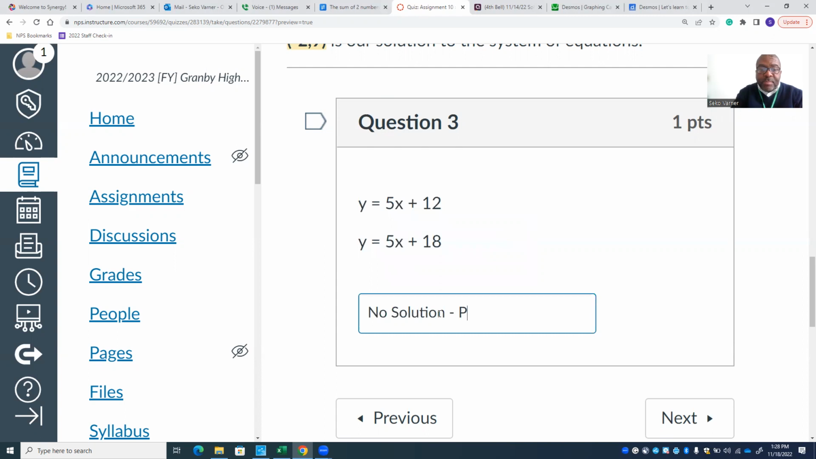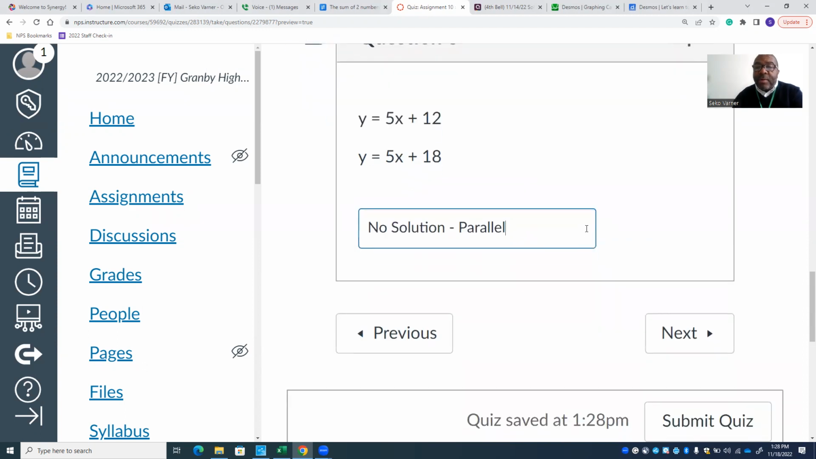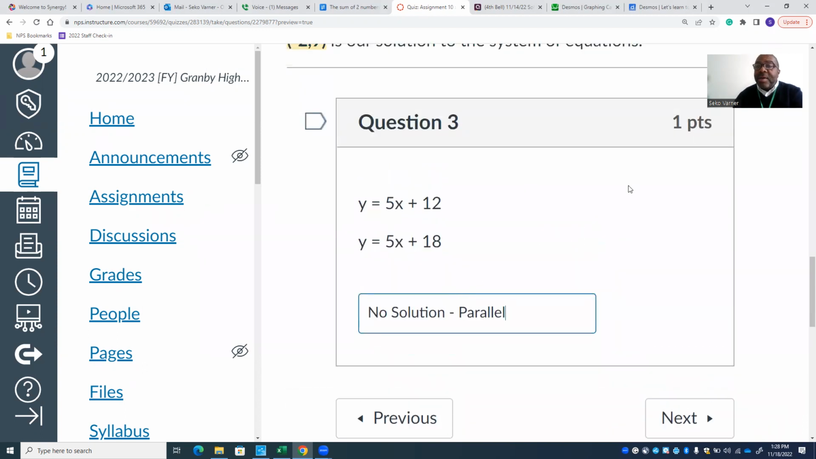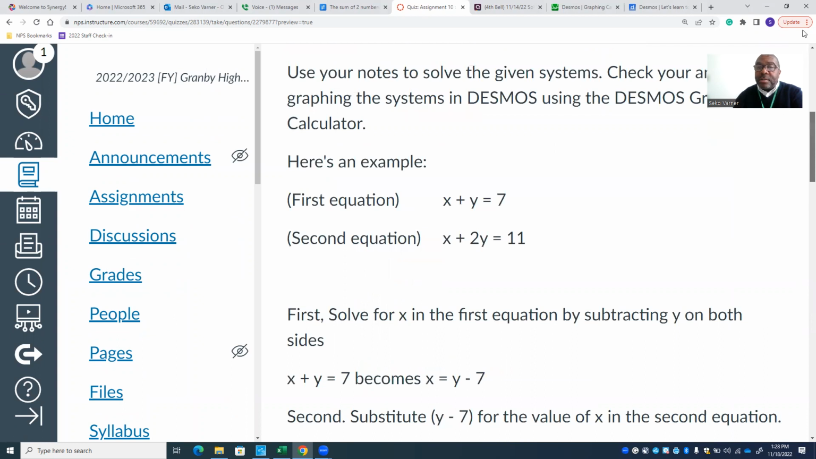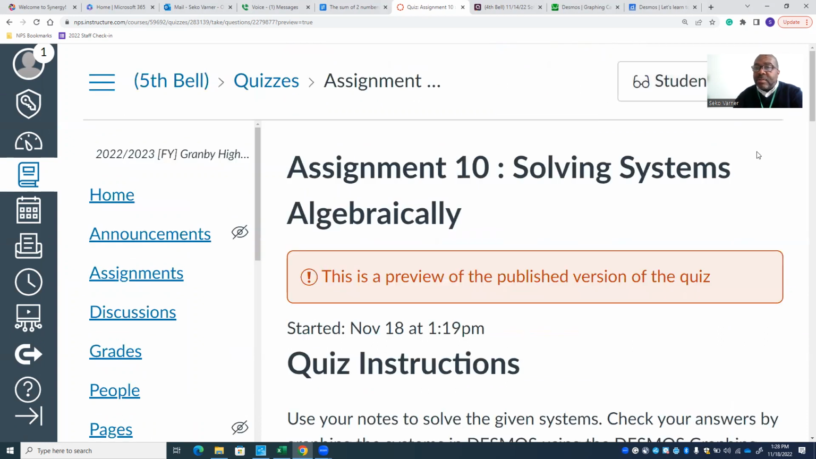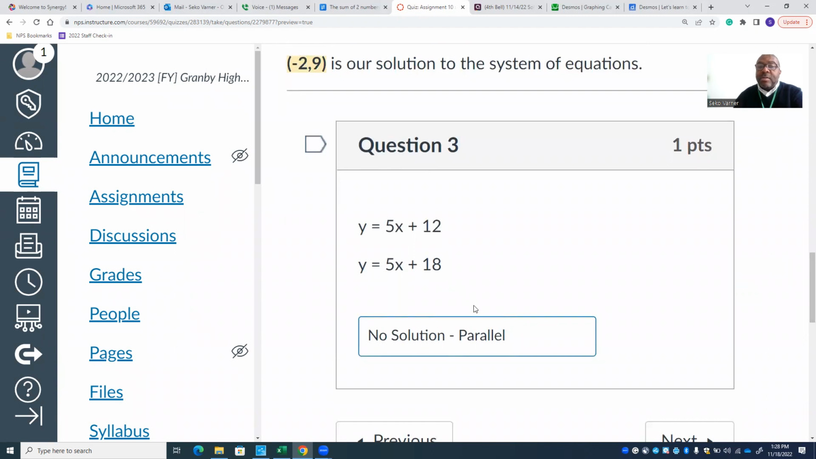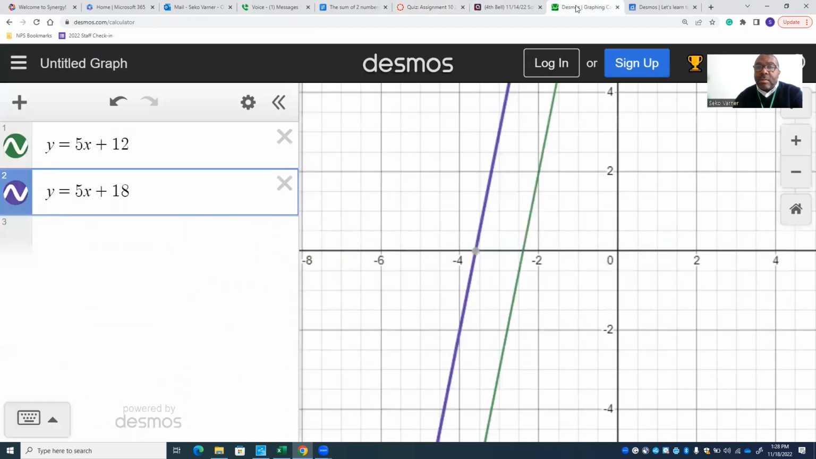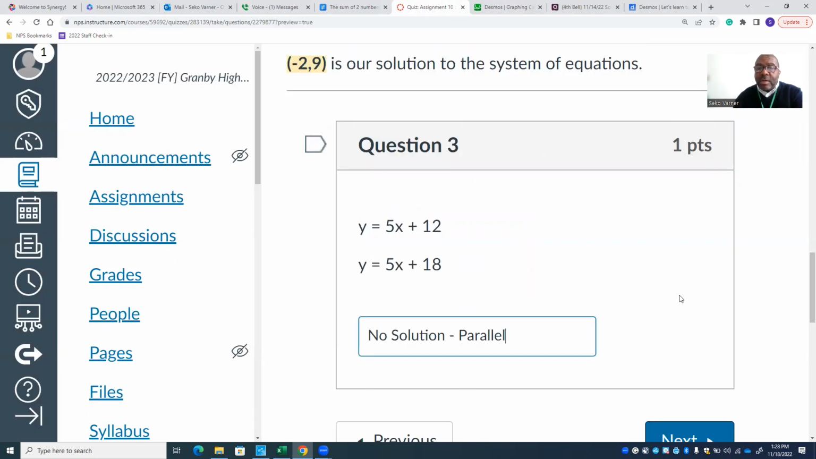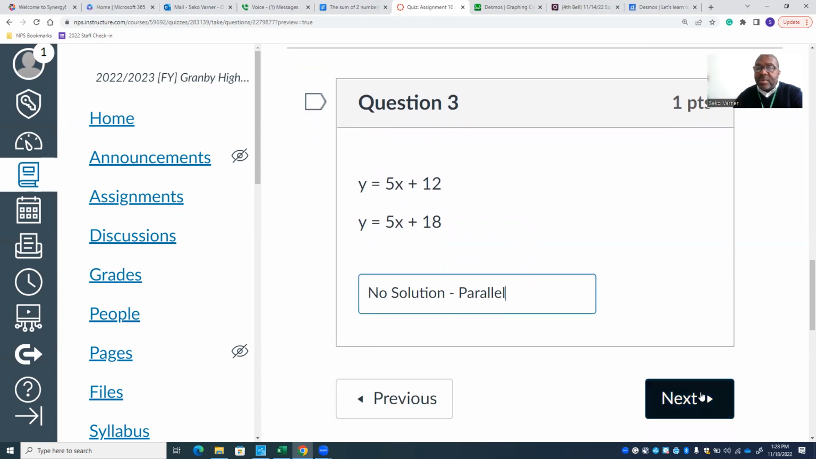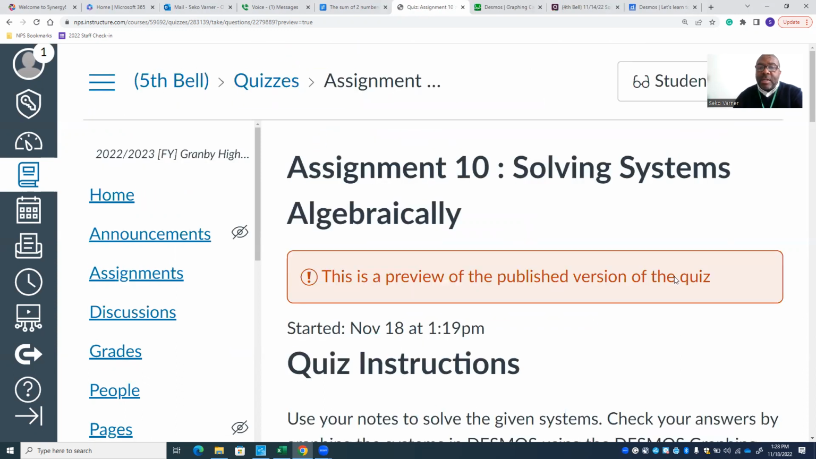And then you can type in parallel, P-A-R-A-L-L-E-L. I may have spelled parallel wrong, but that would be the answer. No solution, because there is no solution. When we're solving systems, when we're looking for a solution, we're looking for the point where they connect. So for these two, since they don't connect at all, the answer is going to be no solution, parallel. All right. So let's see the next one.